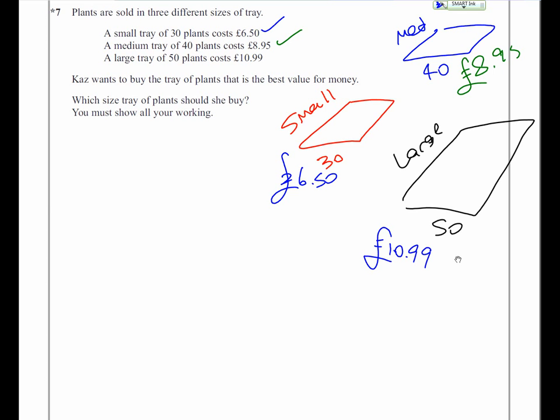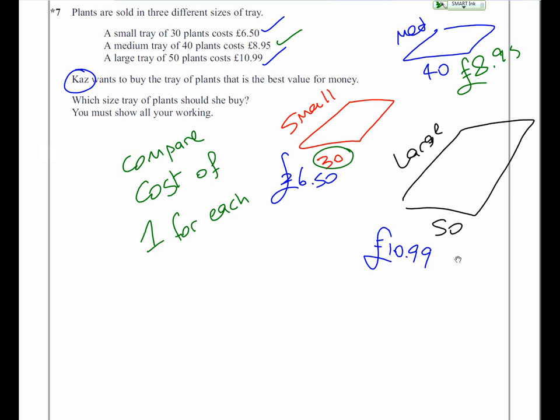Okay. So the info in the diagram, I like to see it for some reason. Kaz wants to buy the tray of plants that's the best value for money. Which size of tray should she buy? So let's figure out for each one how much one costs. So we're going to compare cost of one for each. So 30 costs £6.50, so you're going to do £6.50 divided by 30 on your calculator to give you 21.6 pence. 0.22, well, you never know what it's going to be like. 1/6 recurring. Put it like that.